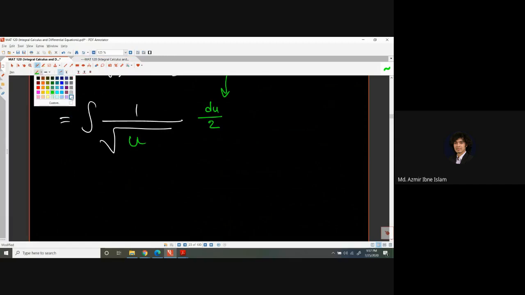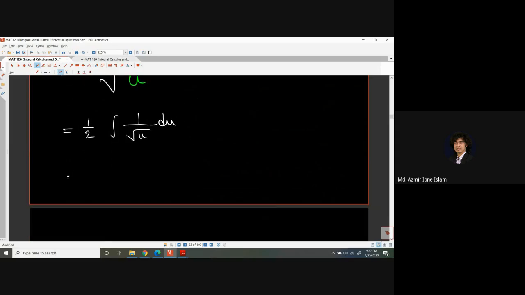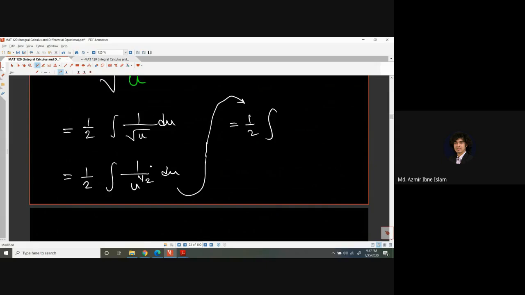Okay, so first of all, using the property that 1 over 2 is a constant, we can pull out this constant before. So we have 1 over 2 integration of 1 over root u du. Then we can write 1 over 2 integration of 1 over u power 1 by 2 du. Or we can write 1 by 2 integration of the reciprocal of this part, which will be u power negative 1 by 2 du.